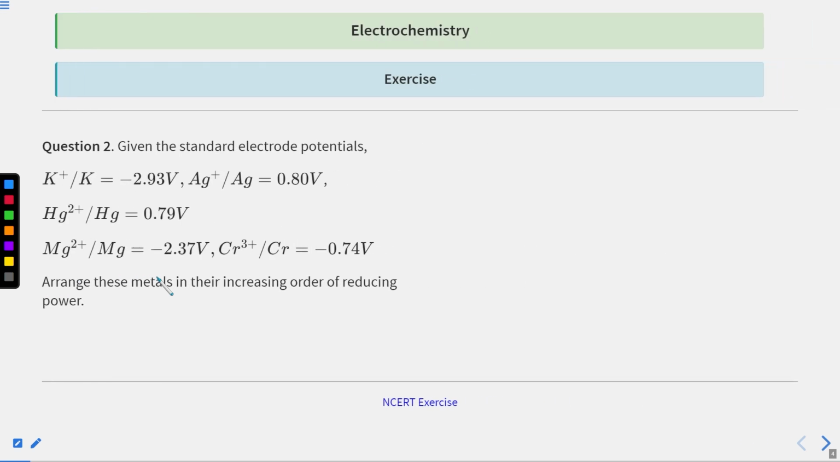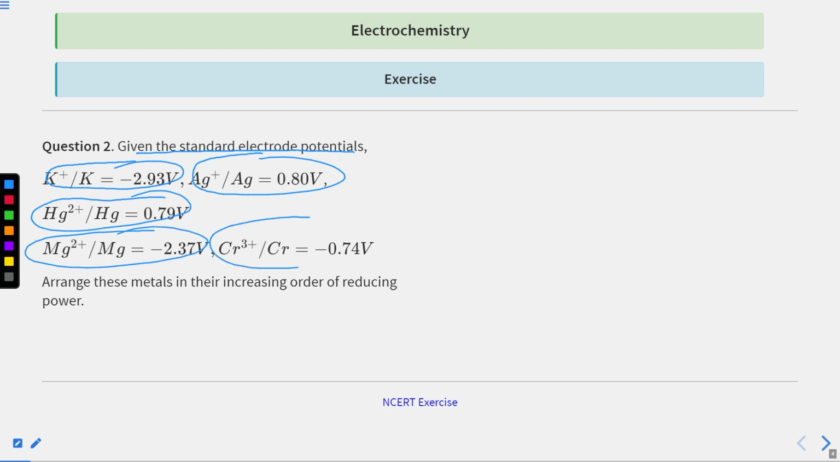Clear? Now let us move to the second question. So what does the question say? It says that we are given the standard electrode potential of the following species. So it is basically K plus to K, Ag plus to Ag, Hg2 plus to Hg, Mg2 plus to Mg, and Cr3 plus to Cr. Now what we have to do is arrange these metals in the increasing order of reducing power.